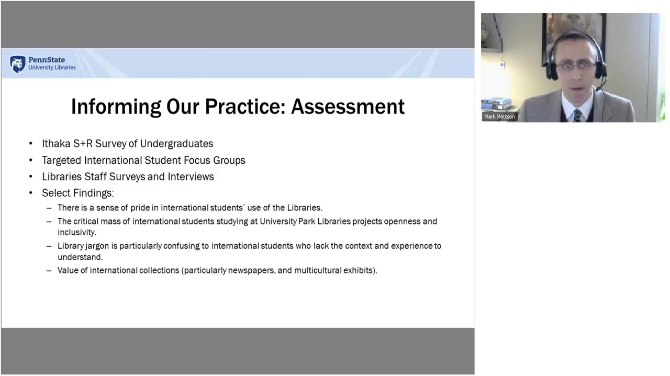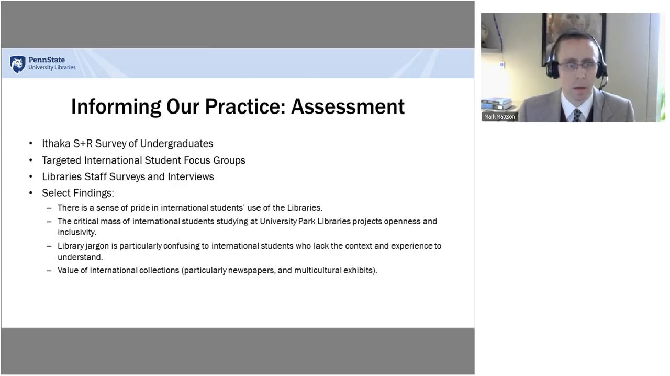And then finally, there was a survey and interviews done with library staff across the campuses that have the most international students to find out what the perceptions were of libraries, faculty, and staff who are interacting with international students on a daily basis. And we came up with lots of different interesting things.